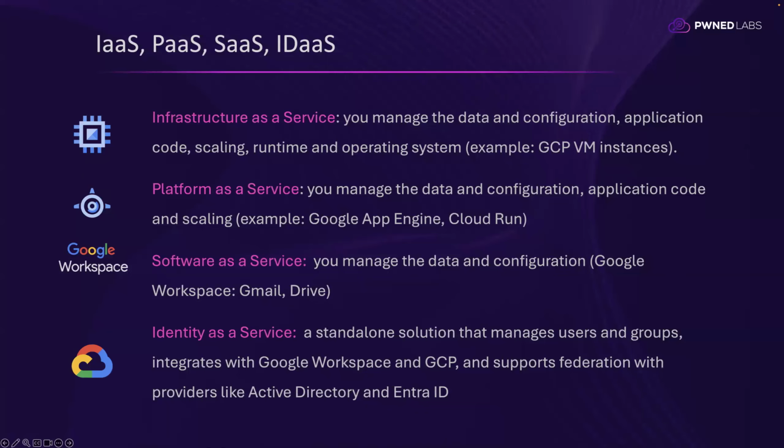Then you have platform as a service that lets you manage the data, configuration, application code, and scaling. Examples of this include Google App Engine and Cloud Run. Then we have software as a service. I'm not sure what happened to that icon. So with SaaS, whether it's Pwned Labs or Google Workspace or whatever, you manage the data and configuration and use the product, but you don't have any access to the underlying stuff.